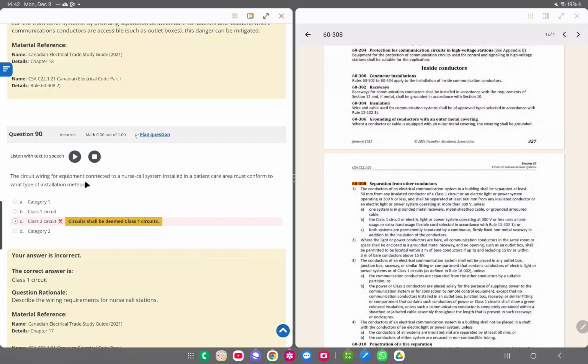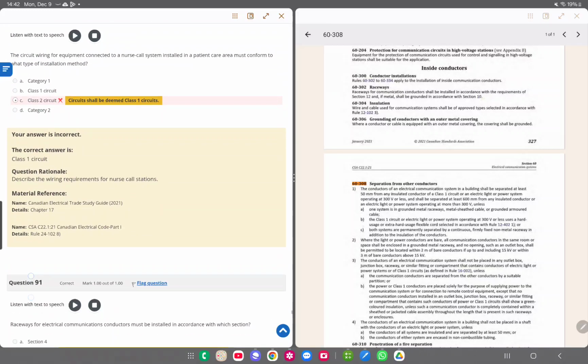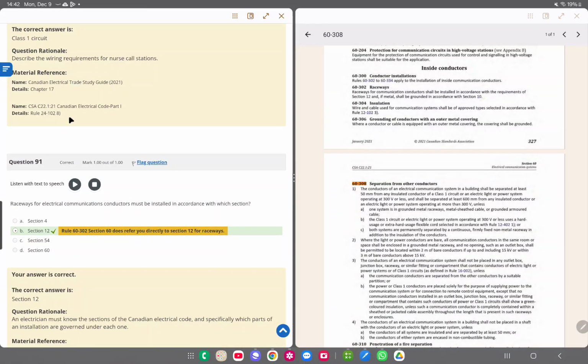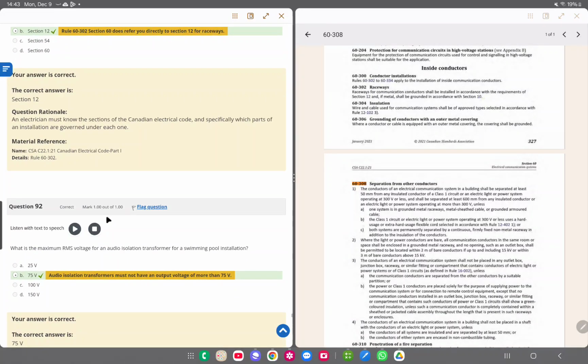The circuit wiring for equipment connected to a nurse call installed in a patient care area must conform to what type of installation method? It is a Class 1 circuit. Rule 24-102. Raceways for electrical communication conductors must be installed in accordance with what section? Raceways is definitely section 12.